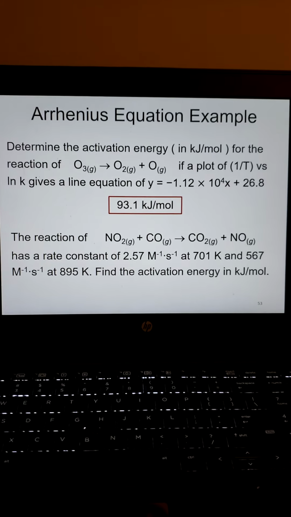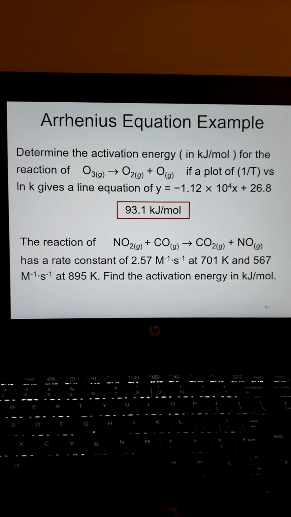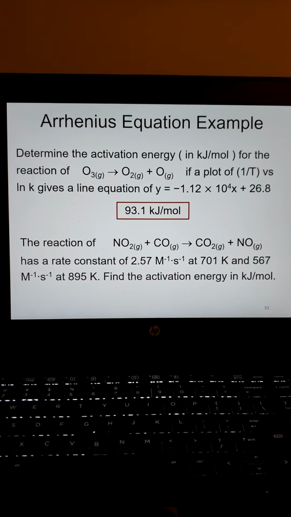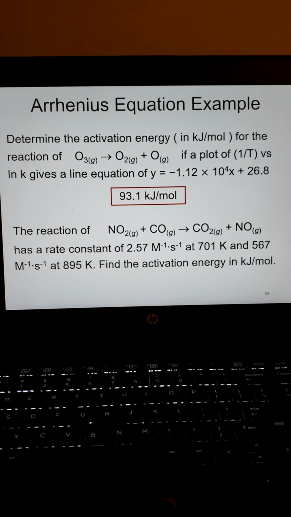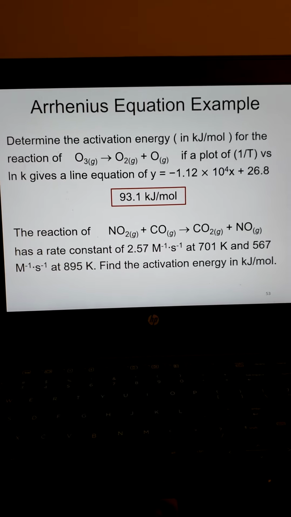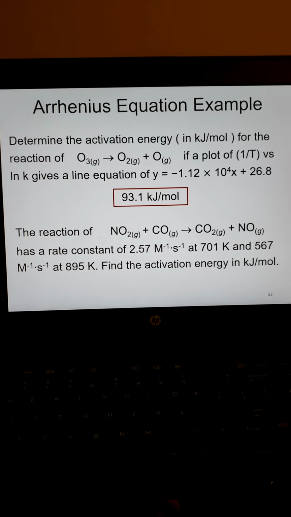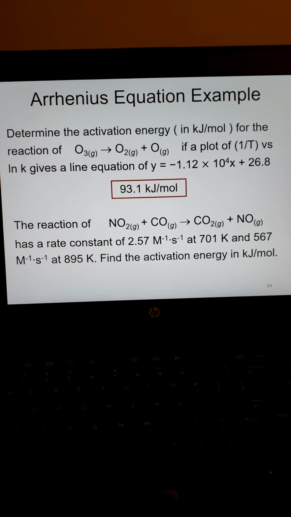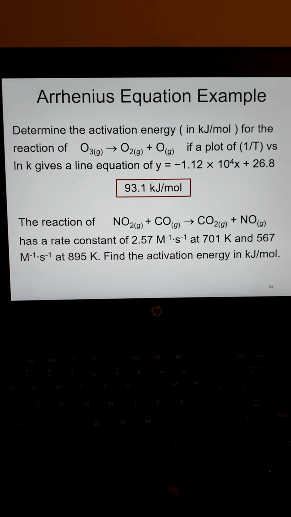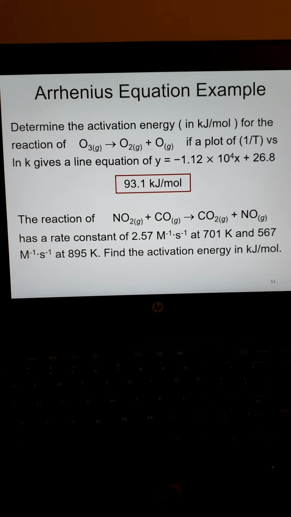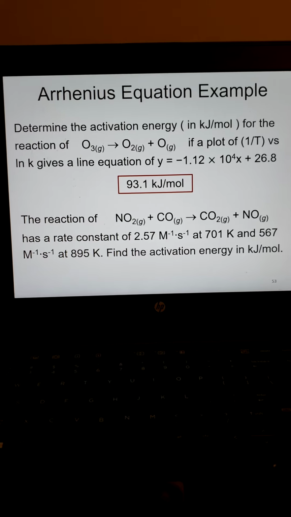This one's going to take more time. So the reaction of nitrogen dioxide and carbon monoxide leads to carbon dioxide and nitrogen monoxide. Ugh. It has a rate constant of 2.57 inverse molarity inverse seconds at 701 Kelvin and 567 inverse molarity inverse seconds at 895 Kelvin. Find the activation energy in kilojoules per mole.